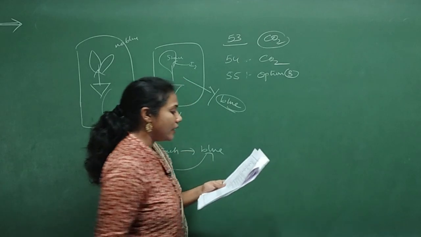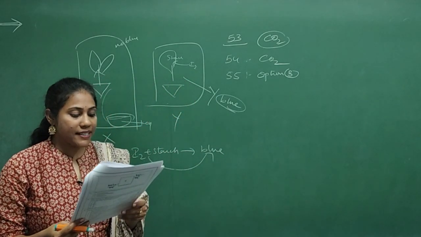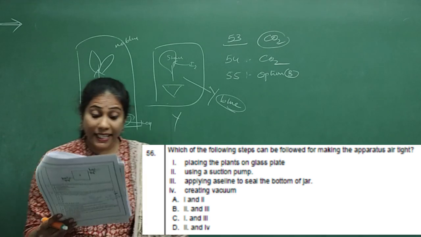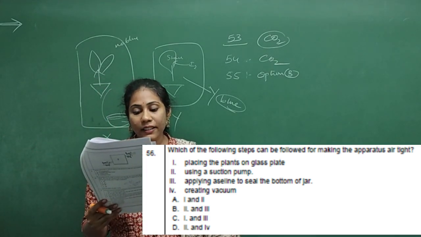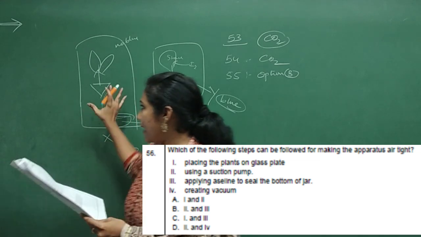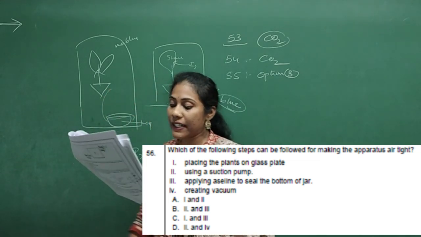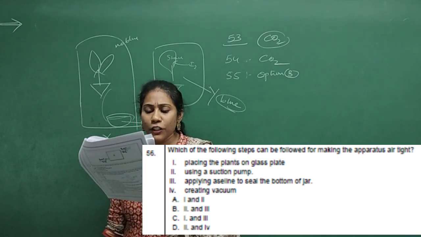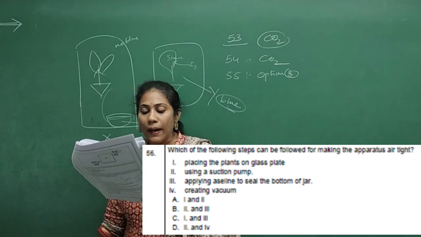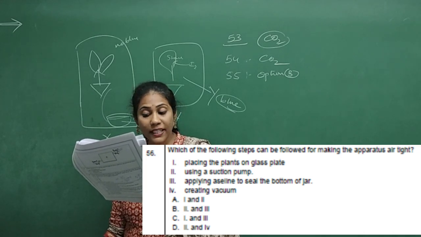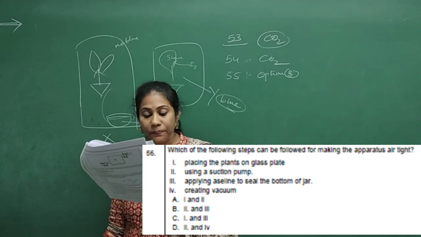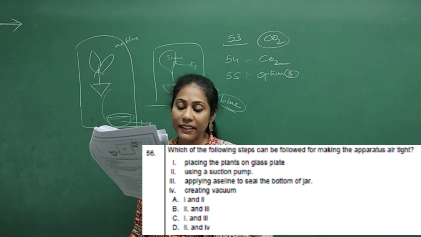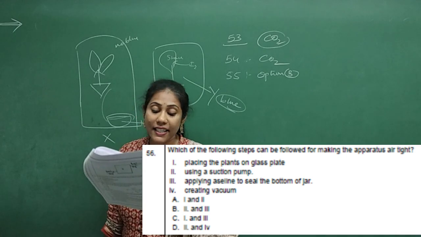Coming to question number 56, which of the following steps can be followed for making an apparatus airtight? Placing the plant on a glass plate, yes, this has to be followed for making the entire setup airtight. Second one, using a suction pump, no. Applying Vaseline to seal the bottom of the jar, yes. Fourth one, creating vacuum, no. So statement 1 and statement 3 are correct. So option C is correct here.